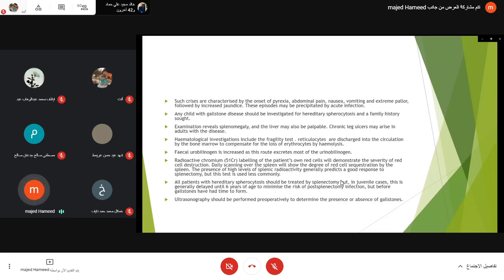Chronic ulcer may arise in adults with the disease. Hematological investigation includes the fragility test. Reticulocytes are discharged into the circulation by the bone marrow to compensate for the loss of erythrocytes by hemolysis. Fecal urobilinogen is increased as this route excretes most of the urobilinogen. Radioactive chromium labeling of the patient's red cells will demonstrate the severity of red cell destruction.